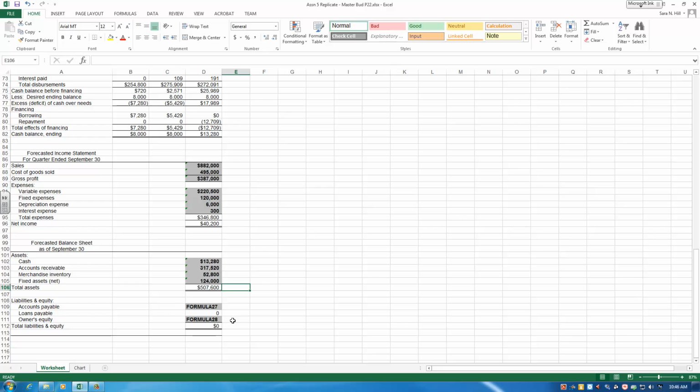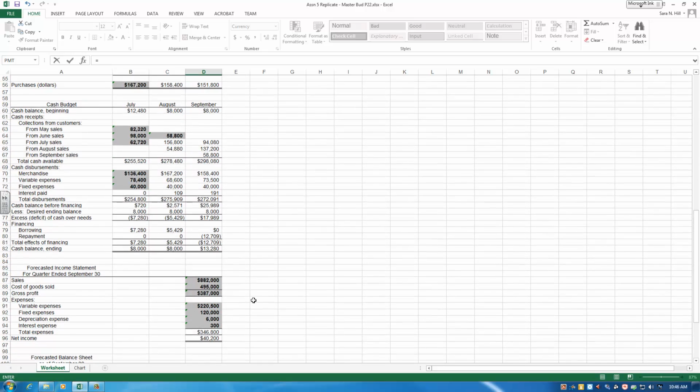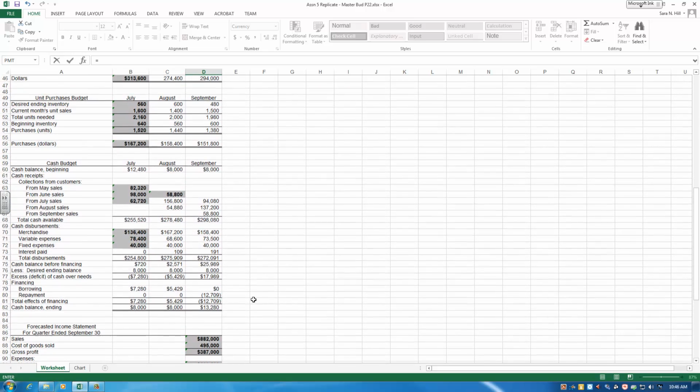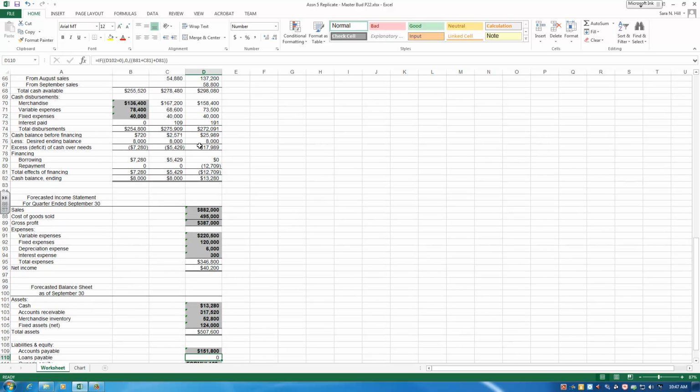Okay, so accounts payable. This, remember, whatever we would go ahead and purchase in 1 month, we have a month delay to pay that. So we can simply go up, take a look at what our purchases were for September. And that's what we would owe, because we're not going to pay it until the following month.